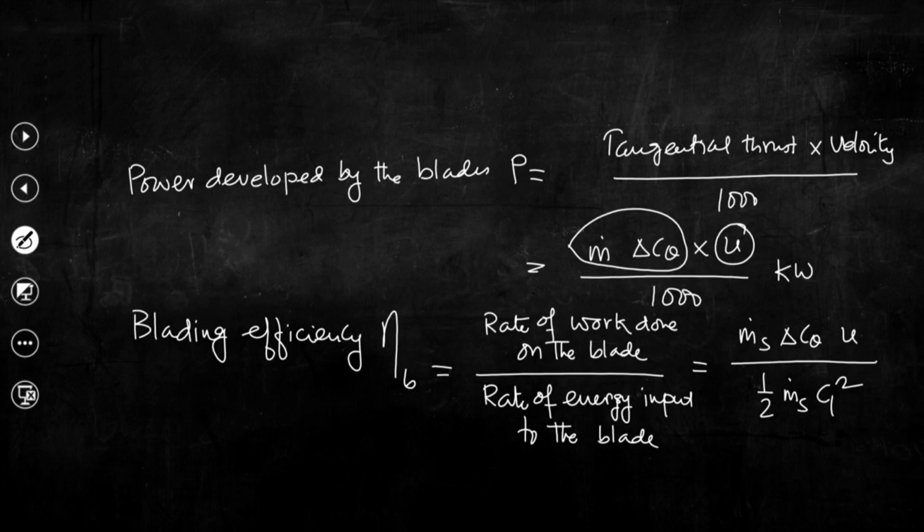So, we can write one step further: 2 delta C theta U divided by C 1 square. Now, can't you calculate this quantity? Already we have calculated delta C theta, we know the blade velocity, and we have already calculated C1, that is the absolute velocity of steam leaving the nozzle. So, we can calculate the blading efficiency. With this, next we move to another problem.